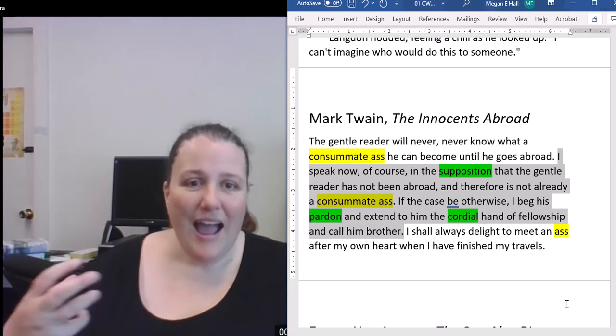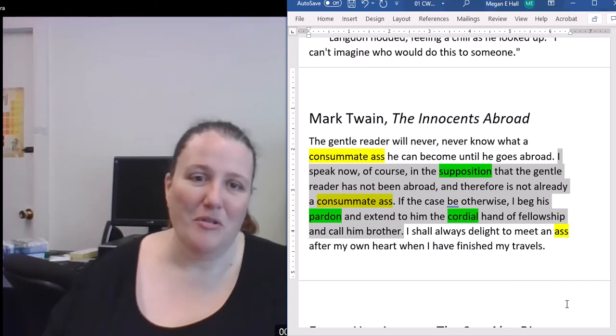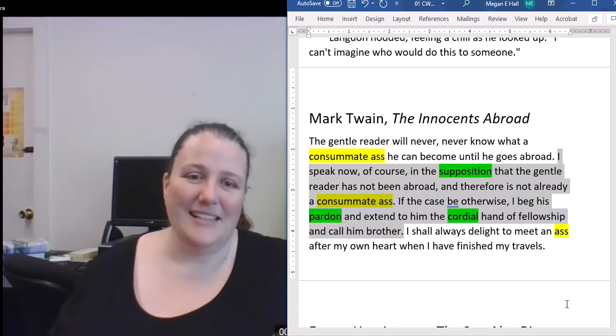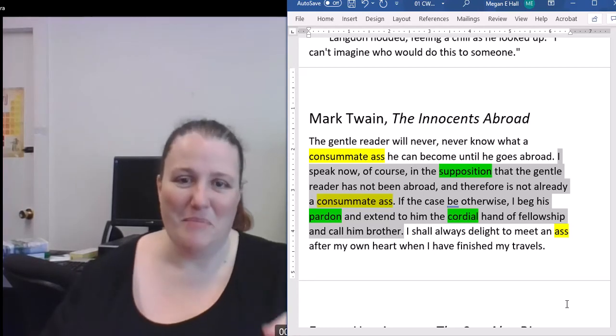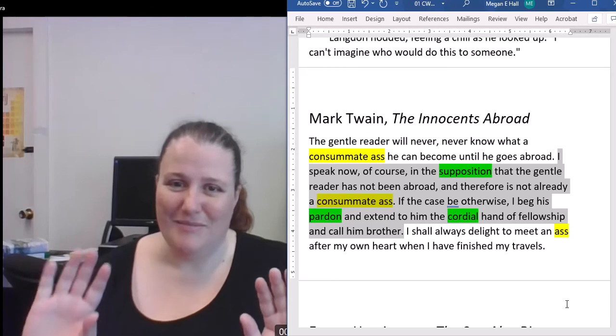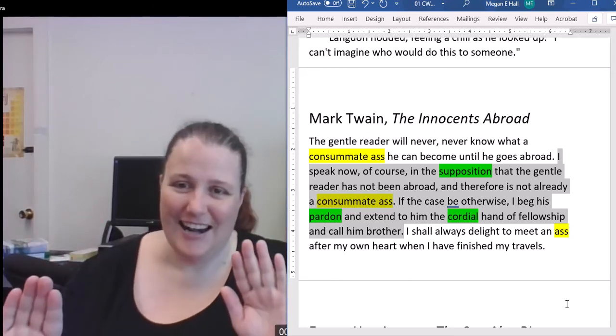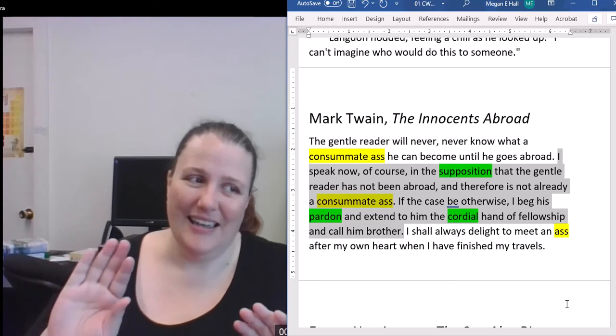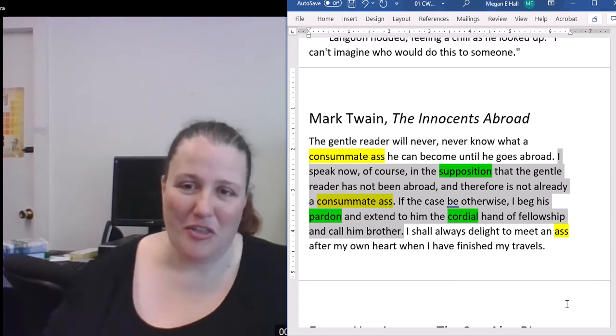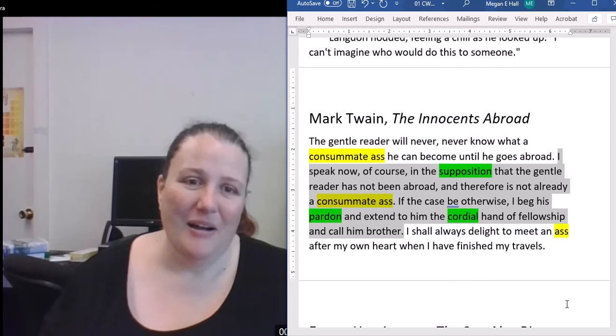When do you want to have a little bit higher vocabulary? You know, the thing here of extend to him the cordial hand of fellowship as contrasted by the consummate ass. These are two things that are really almost in opposition to each other, and pairing them up brings out that humor even more.